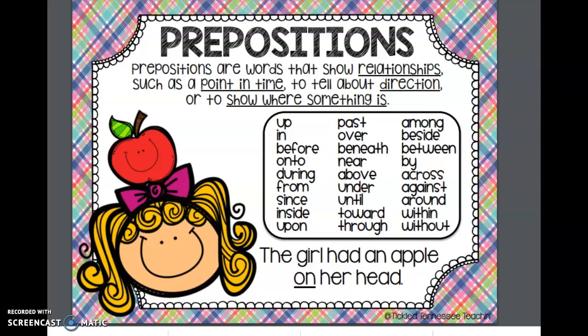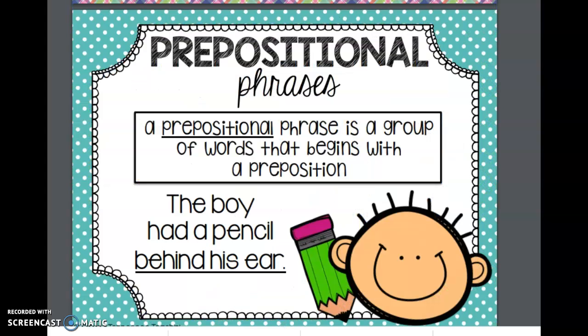Okay? Now, we have prepositions, and then we have what's called prepositional phrases. Prepositional phrases are phrases that have a group of words that begins with the preposition. So, for example, the boy had a pencil behind his ear. Where did the boy have the pencil? Behind his ear. So if you look here, this would be the prepositional phrase.